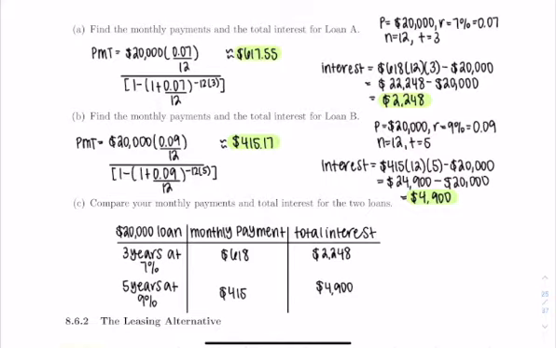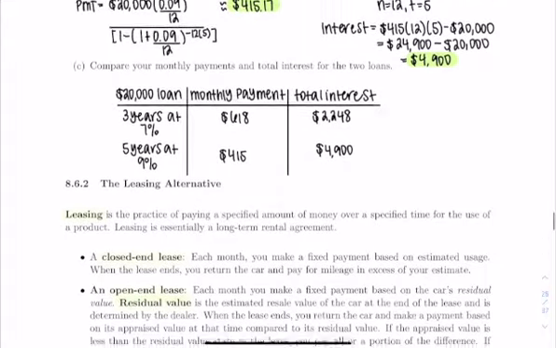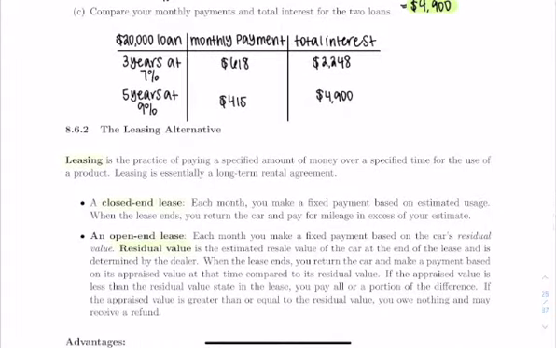We do have an alternative when we're talking about cars. We can lease. Leasing is the practice of paying a specified amount of money over a specified time for the use of a product.